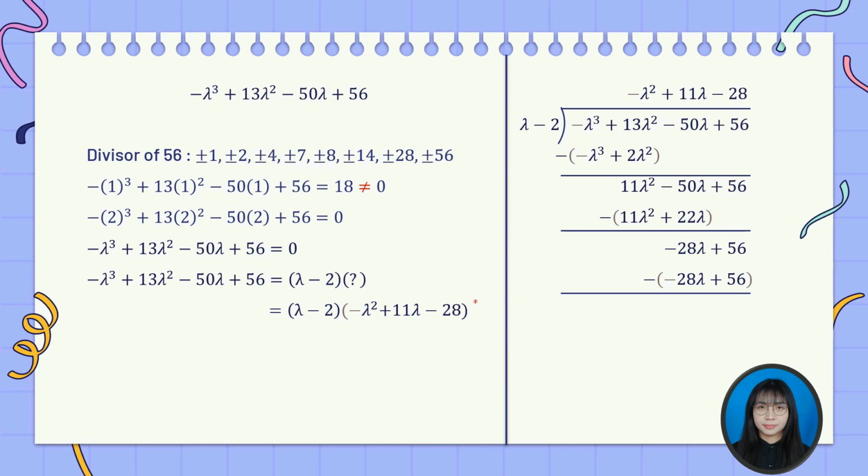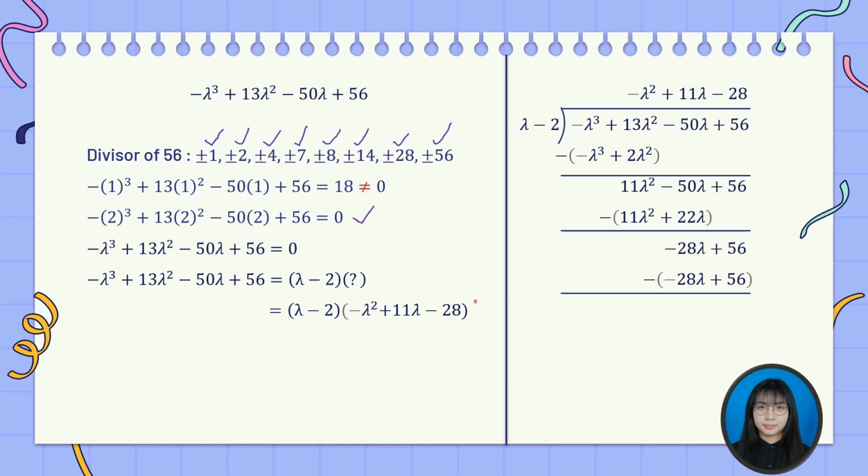To solve this polynomial, we need to find the roots of the polynomial by finding the divisors of 56, which are positive and negative 1, 2, 4, 7, 8, 14, 28, and 56. By testing which divisor value makes the polynomial equal to 0, we find out that 2 is one of the roots of the polynomial, and so an eigenvalue of matrix A.